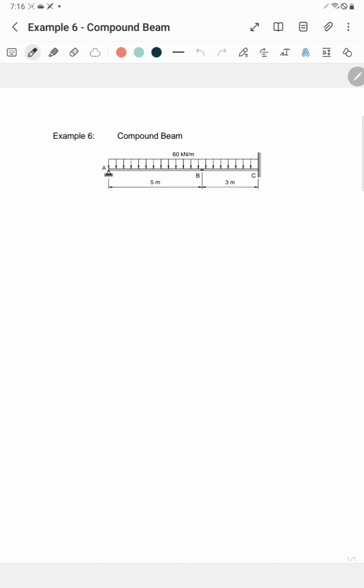Example number 6, compound beam using Titanic method. So kapag sinabing compound beam, siya ay beam na merong internal hinge. So ito yon. So ito ay internal hinge or pin.